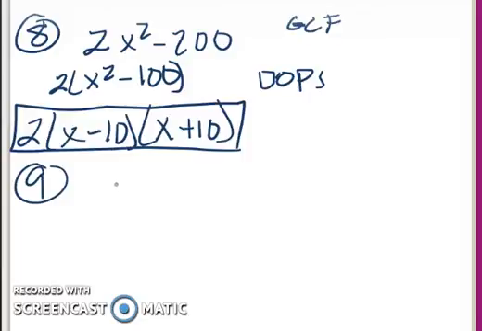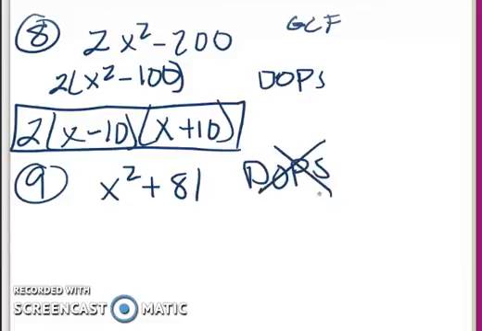Number 9. X squared plus 81. Everyone wants to call this DOPS, but guess what? It's not. This is not a difference sign. This is a plus sign. I can't factor this. My answer is prime. Isn't that fun? Okay. Let's move on.